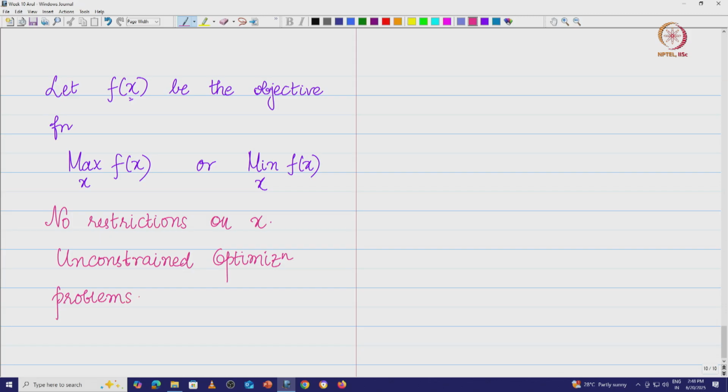Right. Let us just look at a simple toy example for this. Let us take f of x is equal to x squared. Now, what I am going to do is minimize f of x, which is nothing but minimize x squared. This is what we have. So, how do we go about doing this?